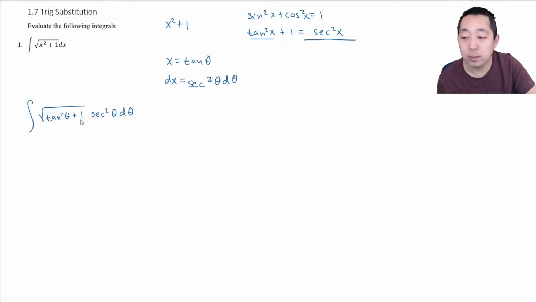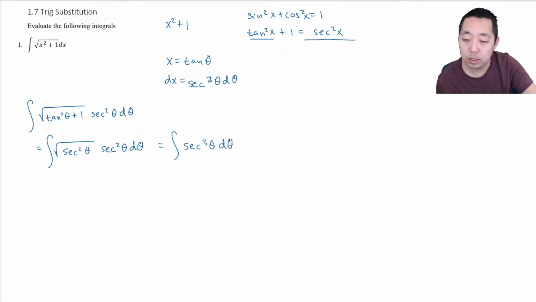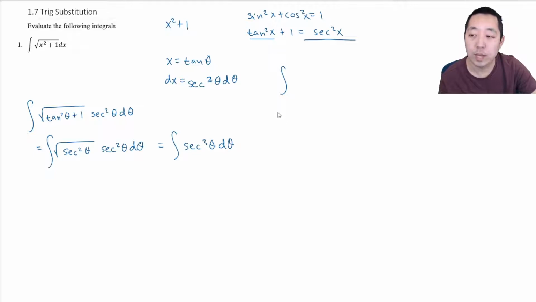Now this becomes the integral of secant squared theta times secant theta, and this becomes the integral of secant cubed theta. Now we have to do this integral, and this integral is a tricky one. It's similar to a trig integral back in the previous section, 1.6.